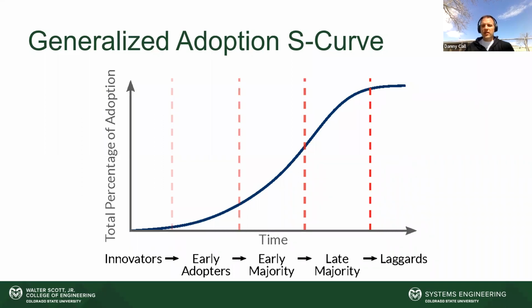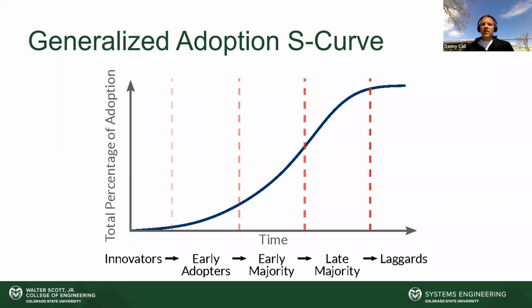Now, this is generalized. For some innovations, this process happens within a matter of weeks, like a viral video on YouTube. For other innovations, the process can take years or even decades, as we're seeing with model-based systems engineering. Also, the total percentage of adoption varies. There are some innovations that are only going to be adopted by a small niche of users, while others are widely adopted, but they all follow this generalized S curve.